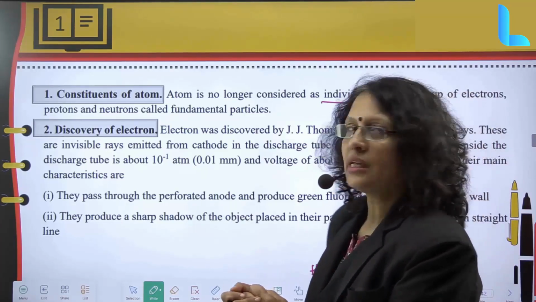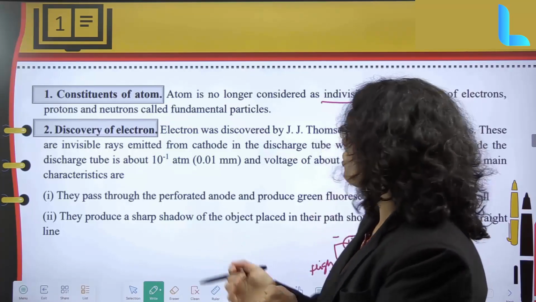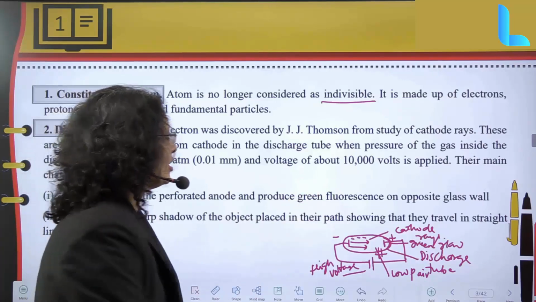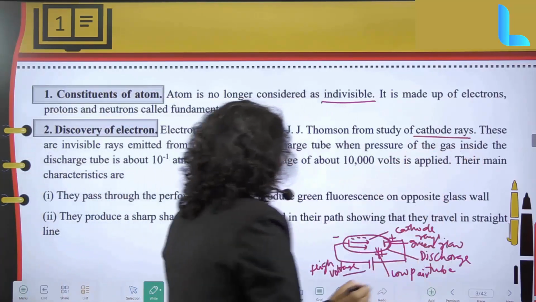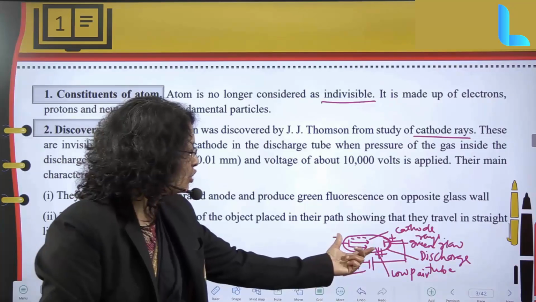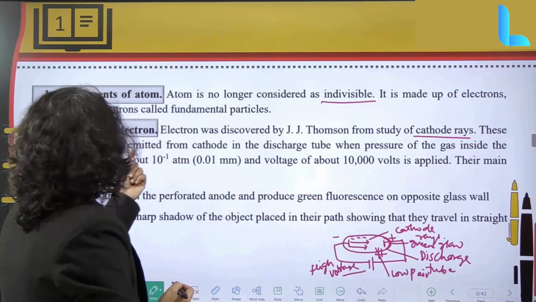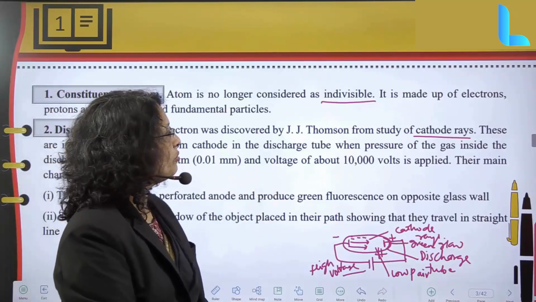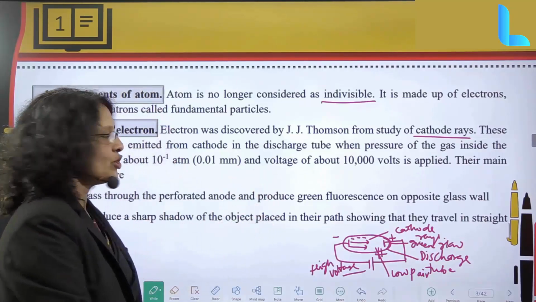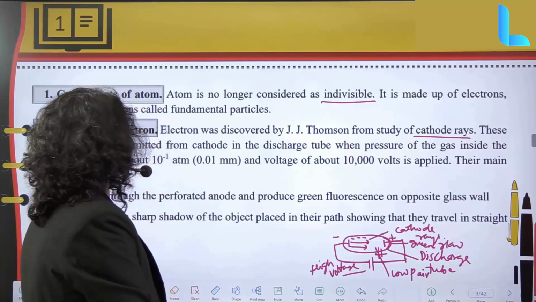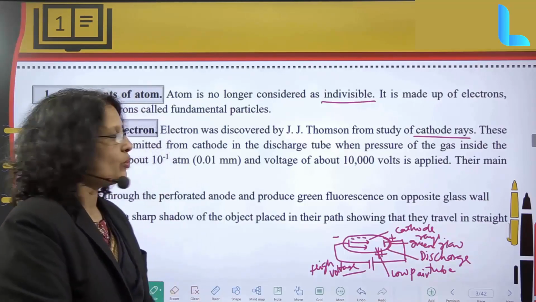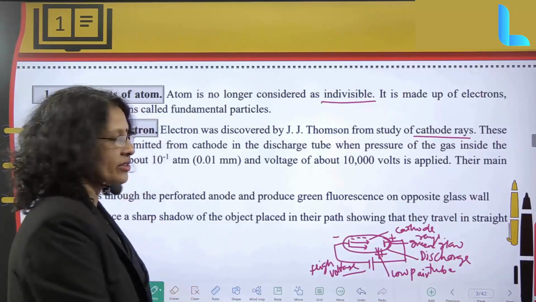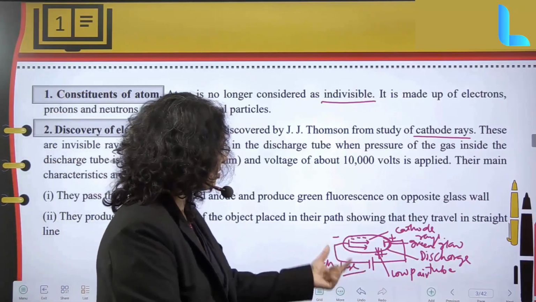Now first we will see that J.J. Thomson discovered electrons. Electrons were discovered by J.J. Thomson from a study of cathode rays. This is the cathode ray diagram I had shown you. This is a discharge tube. These are invisible rays emitted from the cathode in the discharge tube when the pressure of the gas inside the discharge tube is about 10 to the power minus 1 atmosphere or 0.01 mm, and a voltage of about 10,000 volts is applied. Their main characteristics are, but first let us see how this experiment works.